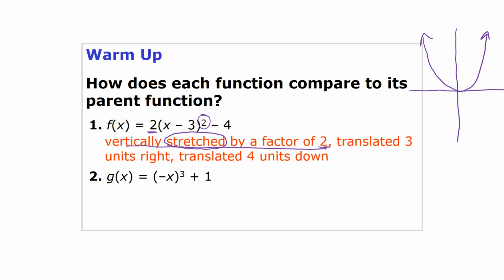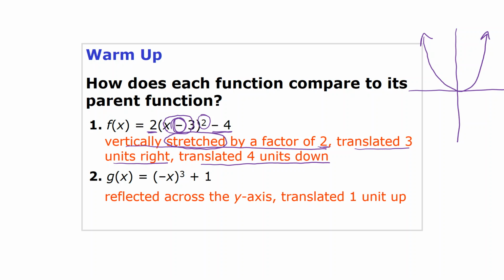All right, the next thing I see is this 3 snuggled up in parentheses with my x. That tells me this is going to be a horizontal translation, 3 units to the right. Remember, horizontal is horrible, so even though it says -3, that means we're actually going to move to the right. And then finally, after all of that, we have a -4 at the end, so it's going to be translated 4 units down. The whole thing is going to go 4 units down. So there we have our translation.